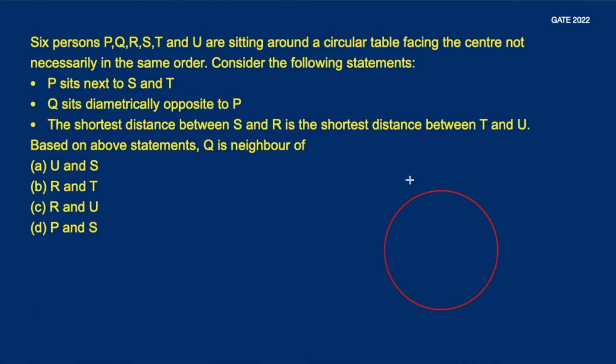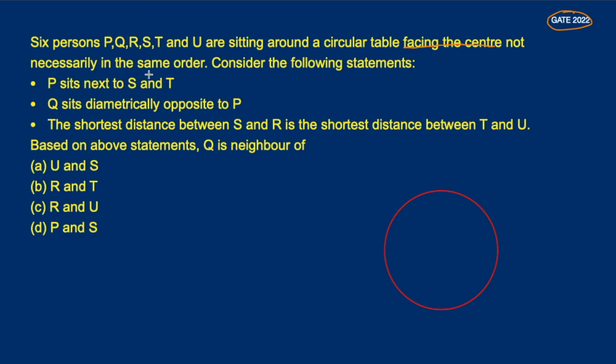So now let's see this question which was asked in the GATE 2022 exam, and this says that 6 persons P, Q, R, S, T and U are sitting around a circular table facing the center. They have said that they are facing towards the center, not necessarily in the same order. That means everybody is not in the same order. They can be sitting anywhere, but all of these six are sitting facing towards the center.